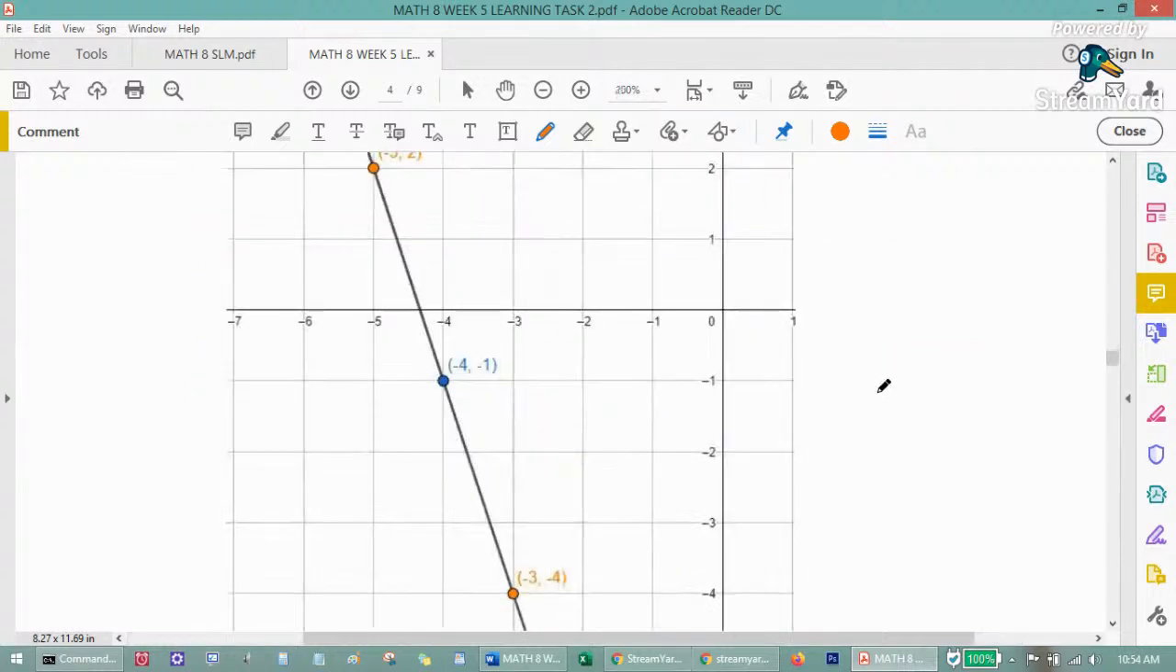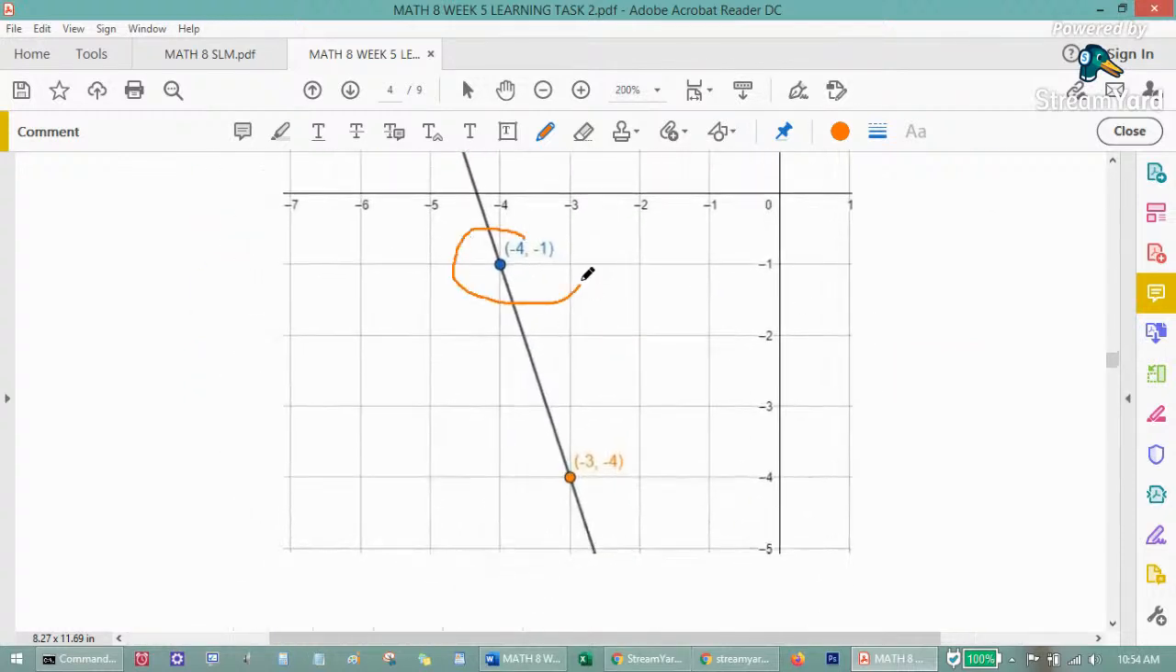No? So, kagaya nito, this is the original point, -3. Negative, bumaba tayo, -1, -2, -3, and then positive ang run natin ng 1, pumunta tayo sa kanan ng isang unit. That's the second point.